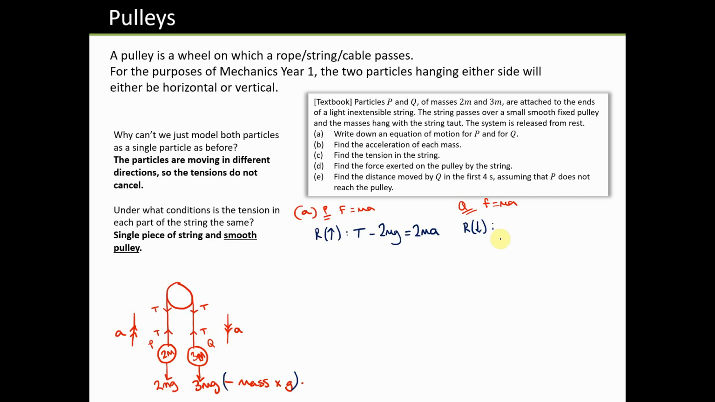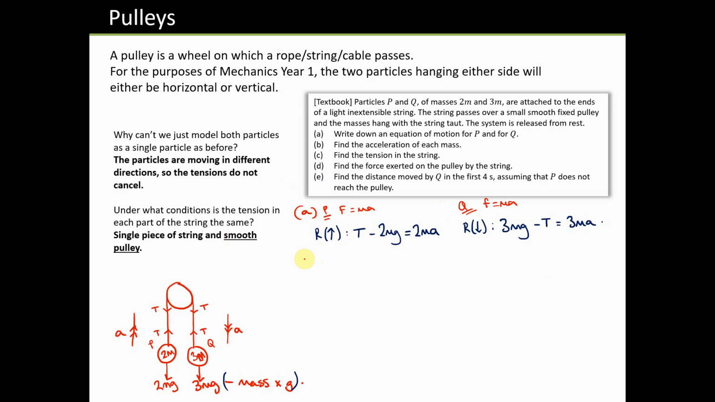So here, because I'm resolving downwards, I'm going to do the forces that are going downwards, 3mg, subtract the forces that are going up, minus T. And then that equals the mass times acceleration. So that's part A done. That's all it wanted from us.